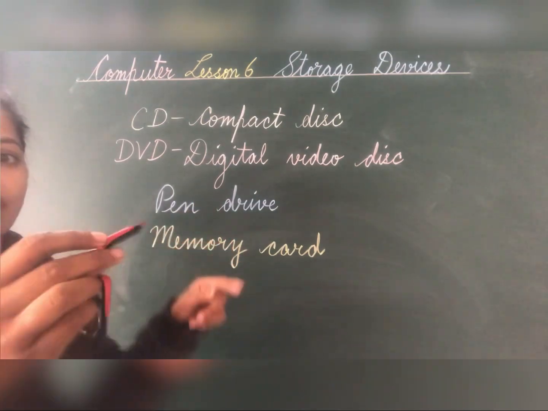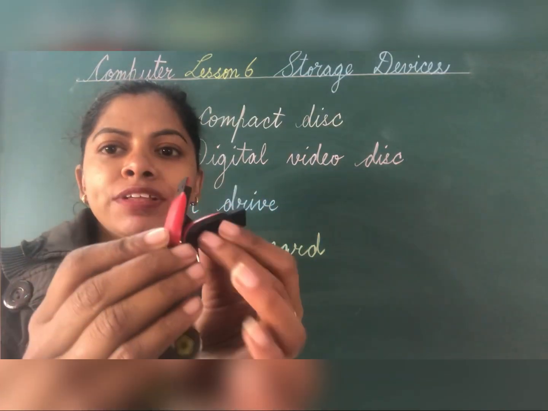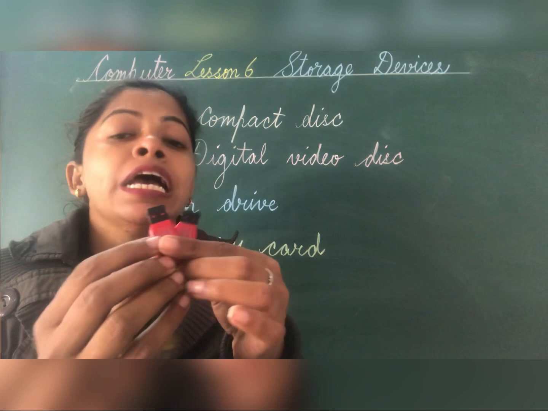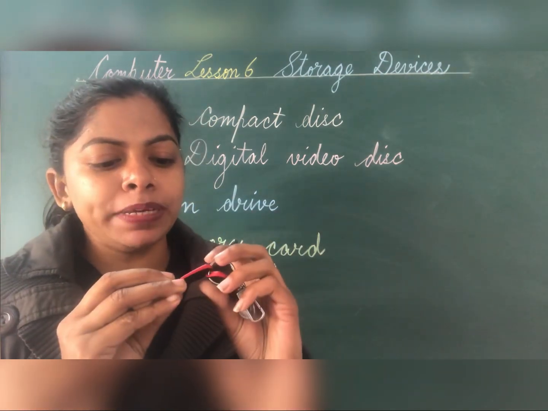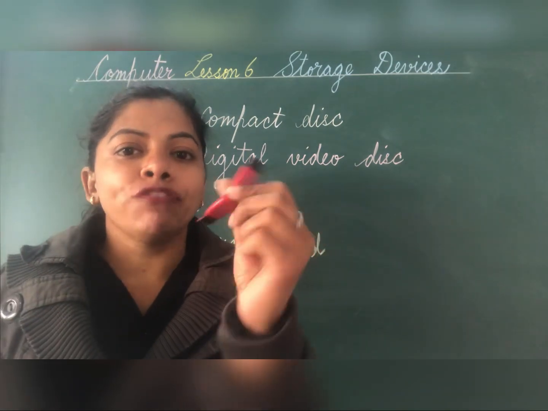Next storage device is pen drive. Children, this is pen drive. Pen drives come in different shapes and sizes. Here it is written 8 GB. So this pen drive is of 8 GB.